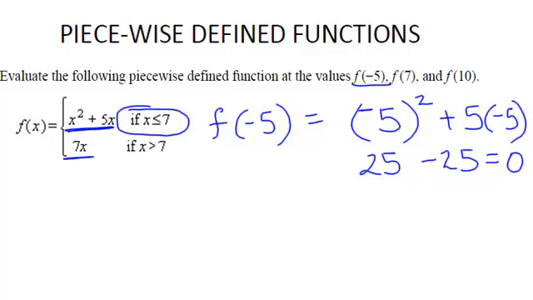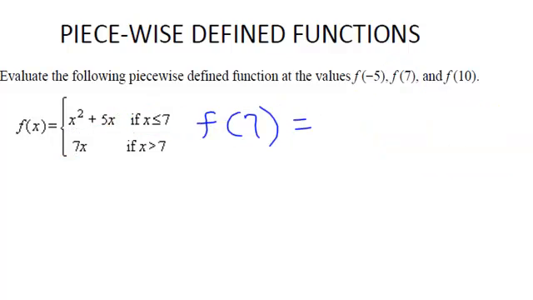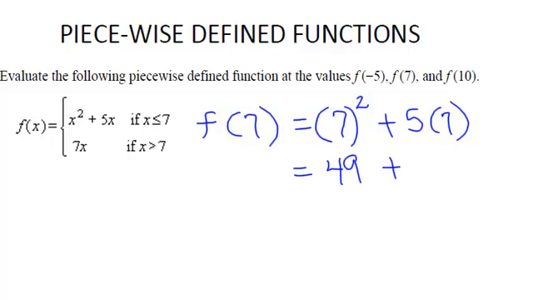That's not hard. Now let's find f at 7. My x is 7. So this said, if x is less than or equal to 7, plug it into the first piece. So that's what I will do. I will take my x, which happens to be 7 now. I will square it, plus 5 times my x, which is 7. 7 squared is 49. 5 times 7 is 35. 49 plus 35 is 84.